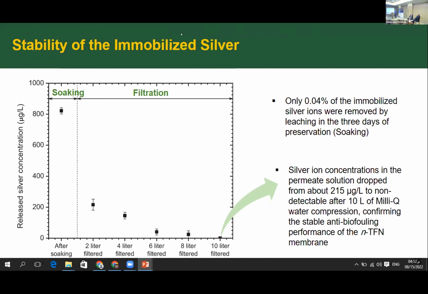Regarding the stability of the immobilized silver, only about 0.04% of the silver was remobilized after 3 days of soaking. So that tells us that this material is quite stable. But perhaps somebody might ask, but this is not long enough. But use that great material and look at long-term stability and leaching issue of that silver.